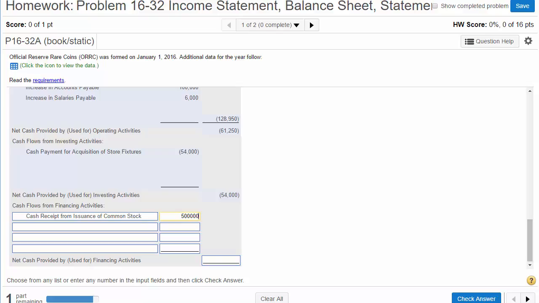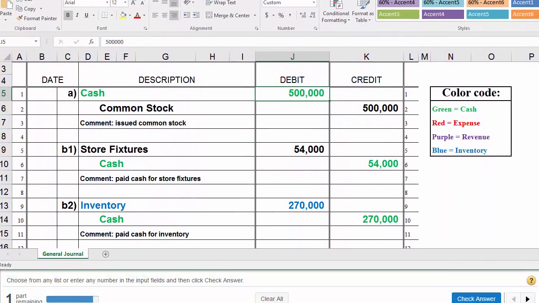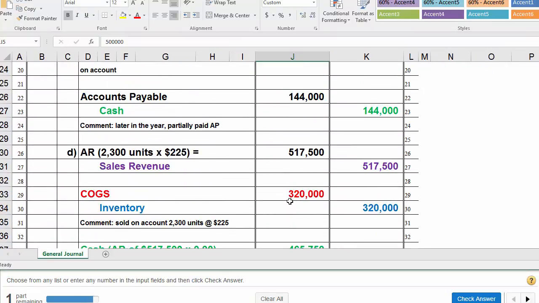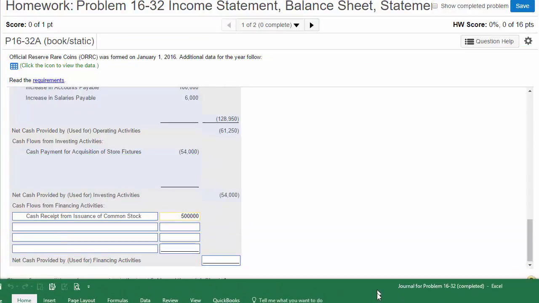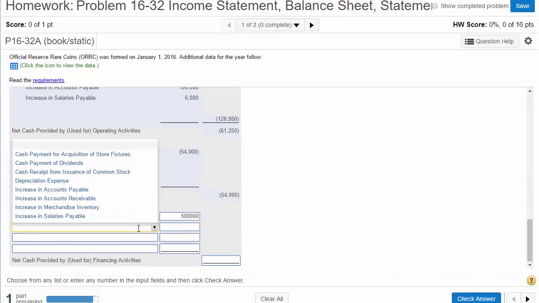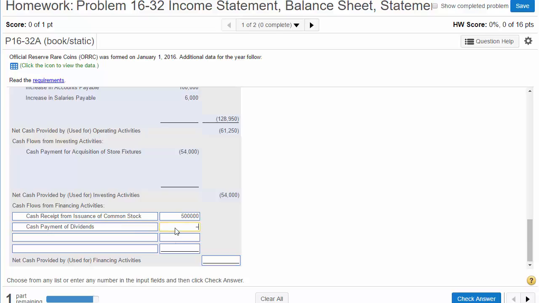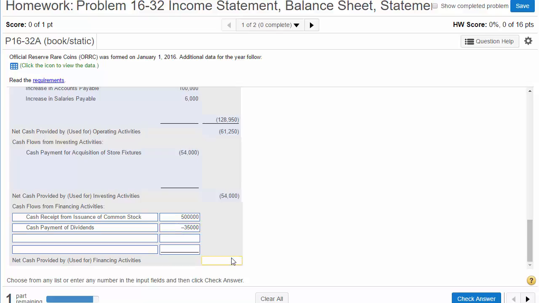And then the other equity account that was affected is our retained earnings by paying cash dividends. So let's see what our cash dividends were. So when we paid our cash dividends, we paid $35,000. Cash payment of dividends. Since we paid cash, it's a negative. And those were the only two equity accounts that are affected in our journal. So we are now done with the financing section. So we can add those two up and we get $465,000 net cash provided by financing activities.